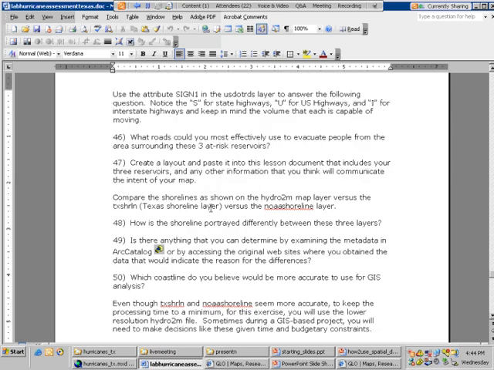So, as in other lessons, what we try to do, and I know you try to do this as well, is let's not just click, click, click, and here's my results, but what is this really saying? So here, number 46, what roads could you most effectively use to evacuate people from the area surrounding these three at-risk reservoirs? This is where, after they zoomed into three of the largest reservoirs, they've had to do a sort in the table to find out what the three largest ones are inside the lowest elevation zone near the coast. Okay. Then there's a GIS skill right after that, number 47, create a layout. You paste it into this lesson.